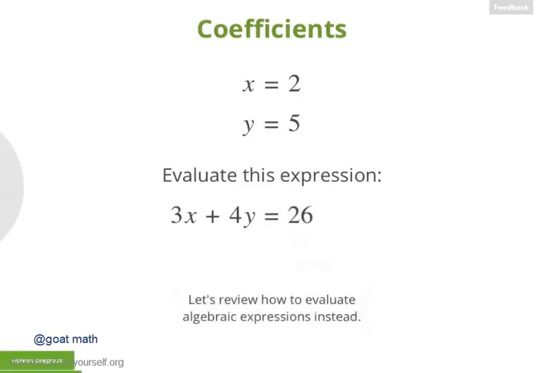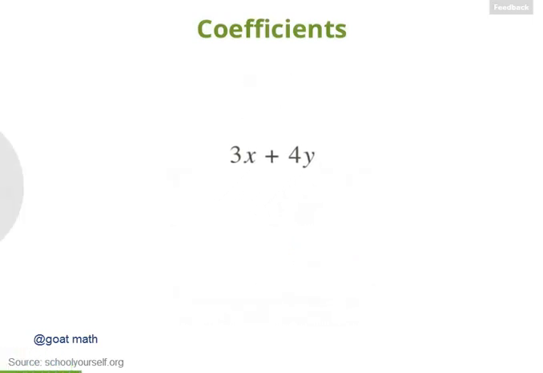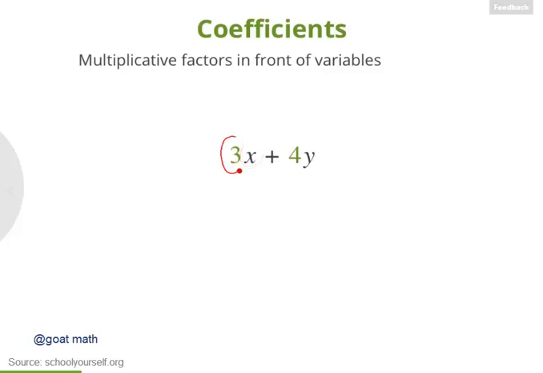Right, this equals 26. Now in this expression, the numbers 3 and 4 are coefficients. Coefficients are numbers that appear in front of variables. To be more precise, they're multiplicative factors in front of variables, which means they're numbers that you multiply variables by in expressions. So x is being multiplied by 3, and y is being multiplied by 4. So 3 and 4 are the coefficients here.